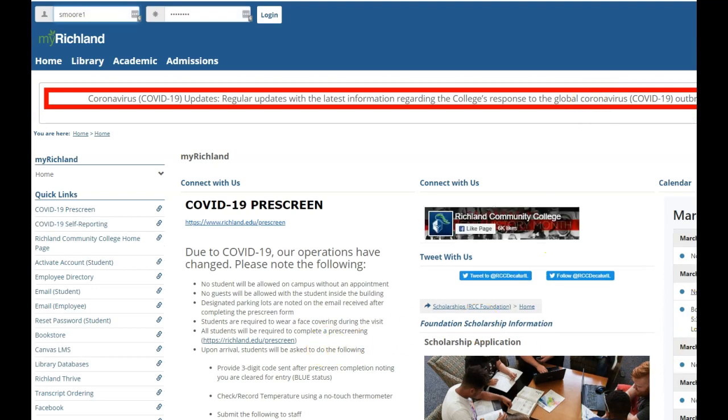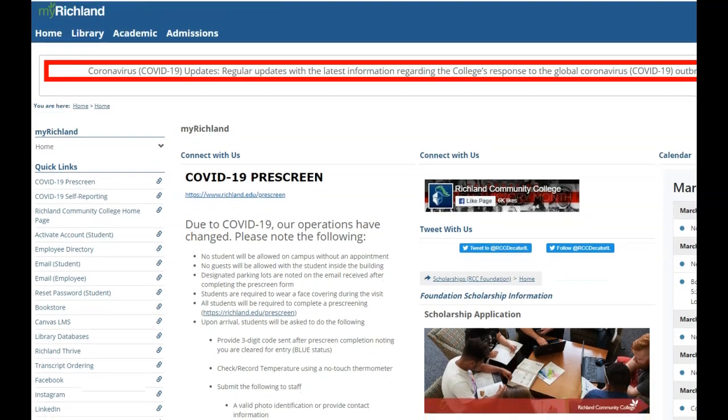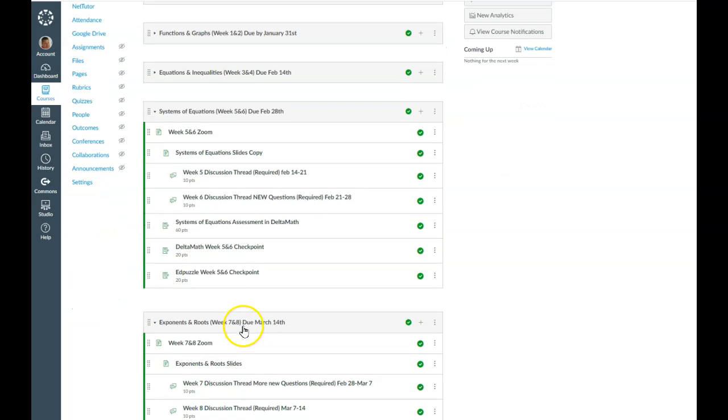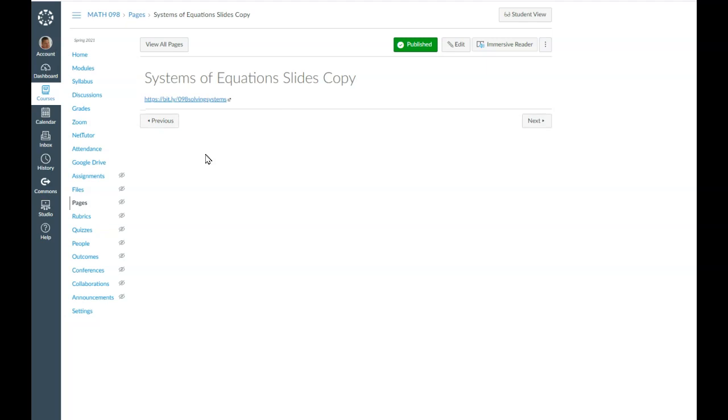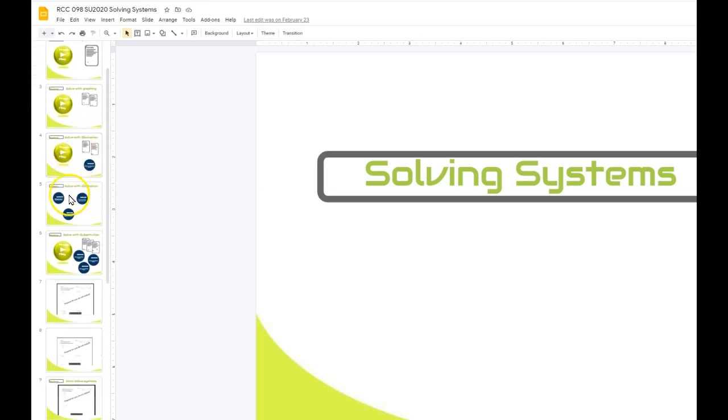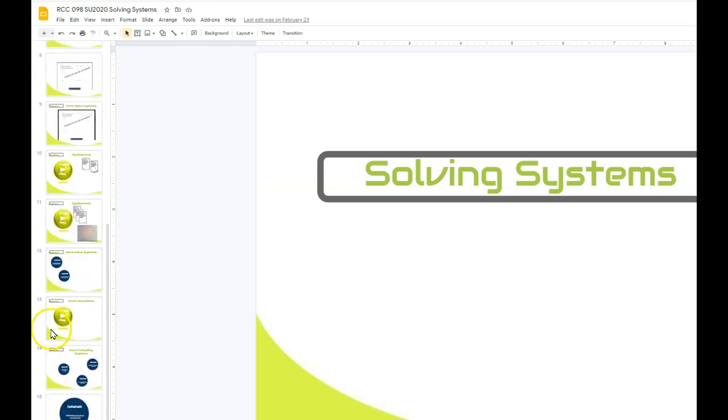So, yeah, no classes, spring break on the 15th. So, all next week is spring break. With that in mind, that kind of gives you a spare week to get some stuff accomplished. You should already be done with everything from the systems slideshow. That should have all the homework, all the Delta Math, all the Ed puzzle, all the exam. It should all be done for systems.